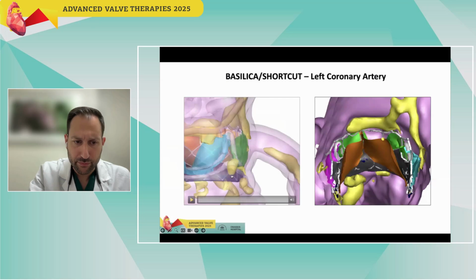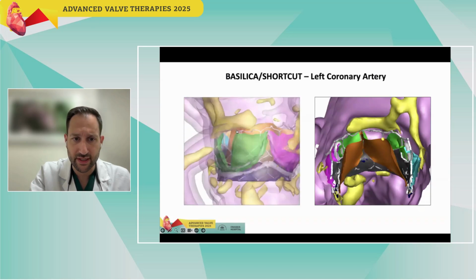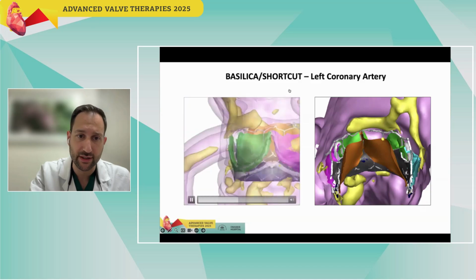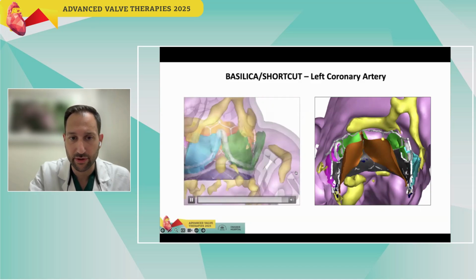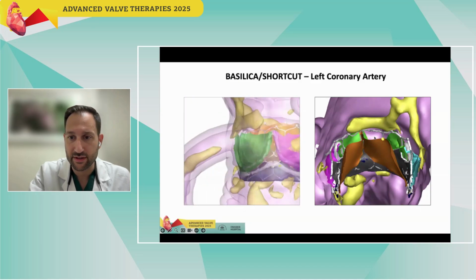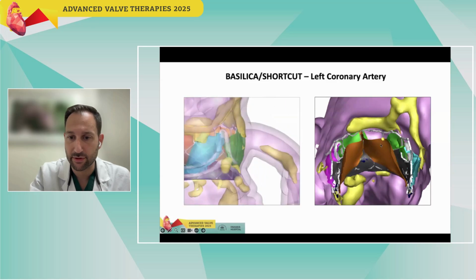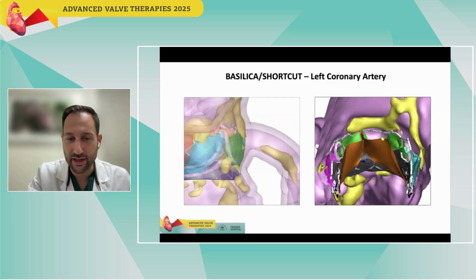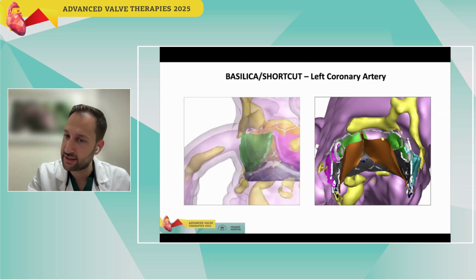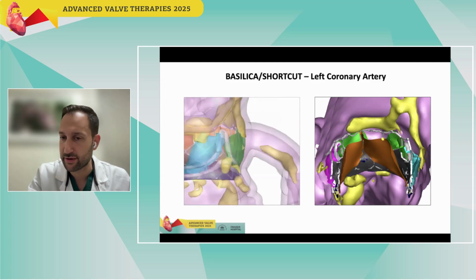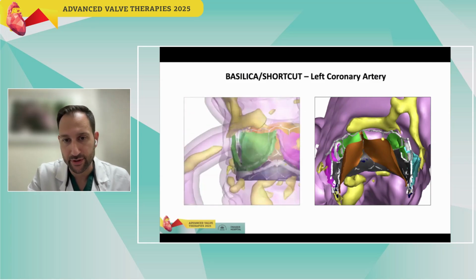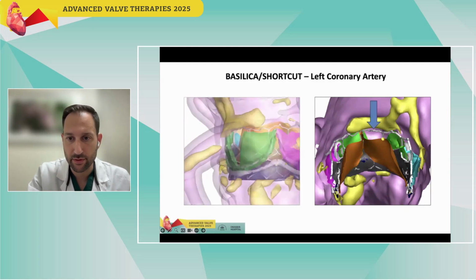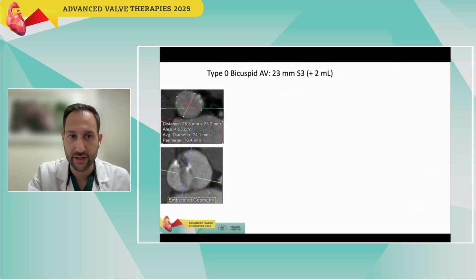And this is the simulation of the BASILICA, how the anatomy will look like after BASILICA or ShortCut, now that it's become available in the US as well. And you can see there is ample space here for the left coronary flow. So we have been reviewing this case. We haven't performed this case yet, but it's in the process of being reviewed, and we're planning for it. And you can see here the space created.